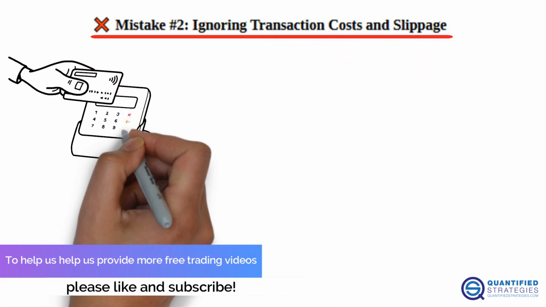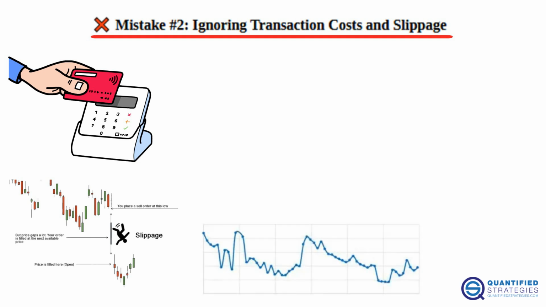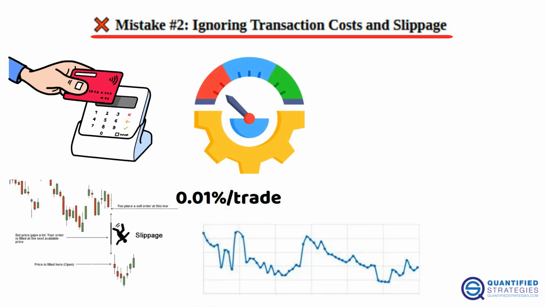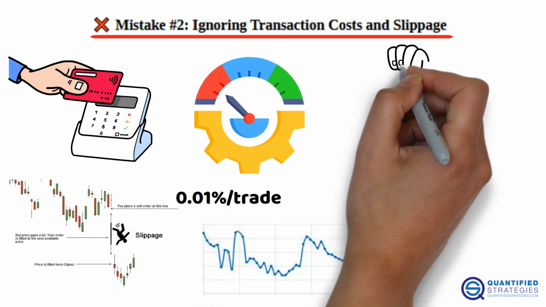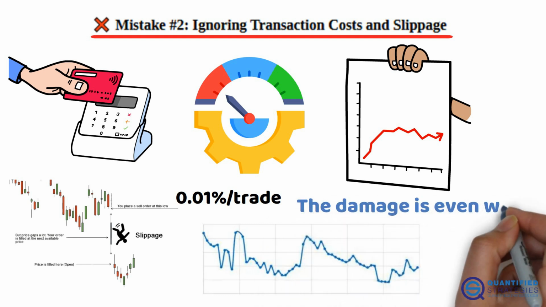Mistake number 2, ignoring transaction costs and slippage. If you didn't include transaction costs, slippage, or spreads, your backtest is fiction. Even a tiny cost of 0.01% per trade can wreck performance over time. And for high-frequency or volatile strategies, the damage is even worse.